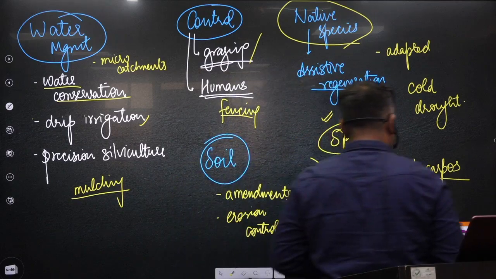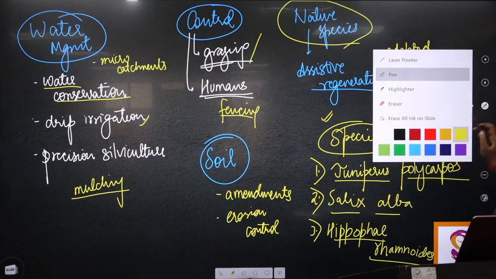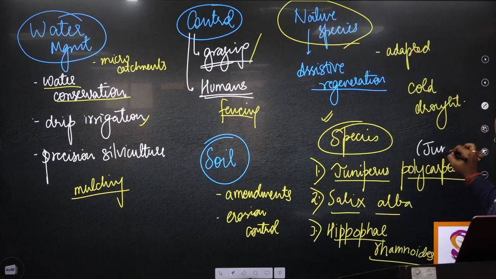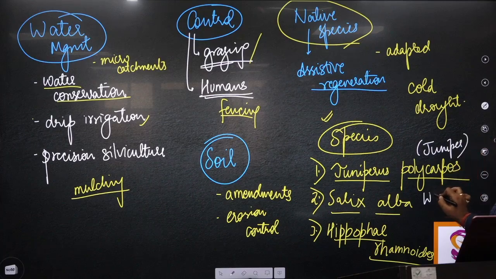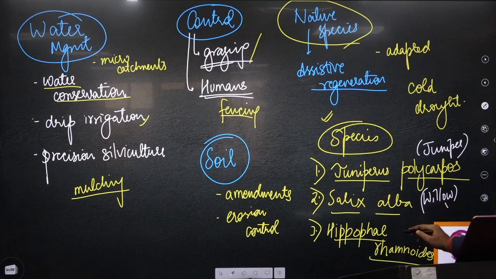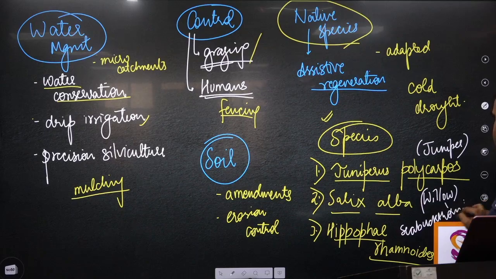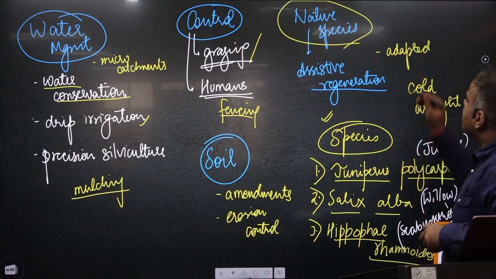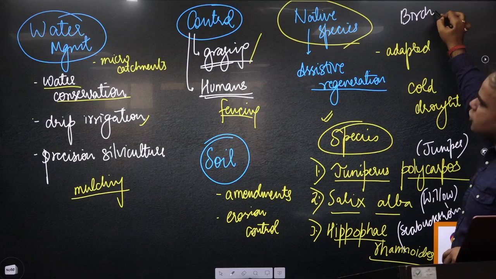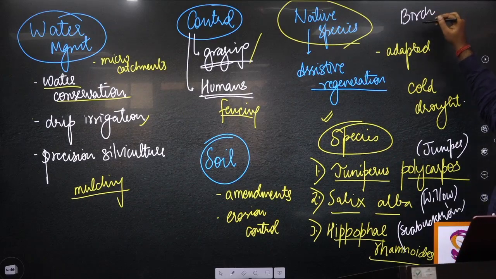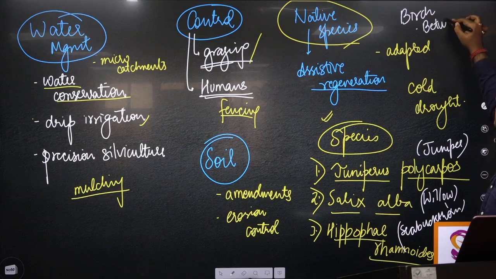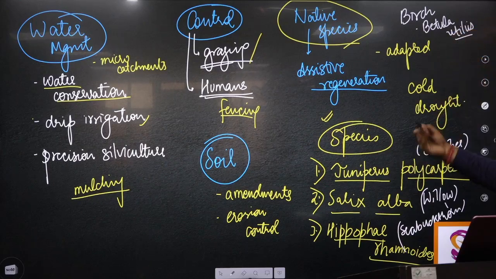Okay, so this I'll just write with another color also so that you remember. This is juniper, this is the willow, this is sea buckthorn. Okay, this is what you can write. Plus you also have other species, for example birch species also. A couple of other examples I'll write down. Birch is known as, we've seen in the foundation lectures, Betula utilis. Betula utilis is birch. That can be the 4th example.